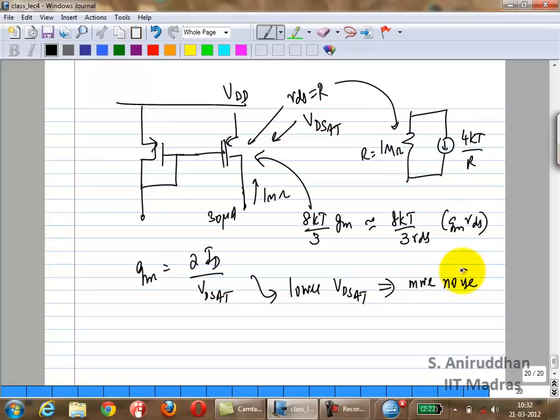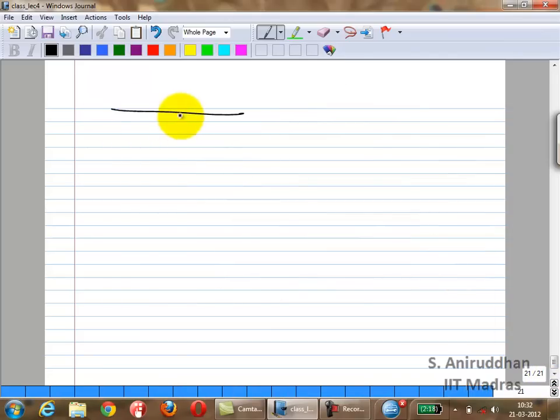Okay, so we started off using this active load in your single-ended op-amp. How do you use it in the differential op-amp? Any suggestion? Just use a current mirror. The drain to the gate. Okay, so let's assume we don't connect. I'm not going to connect it, as you mentioned.